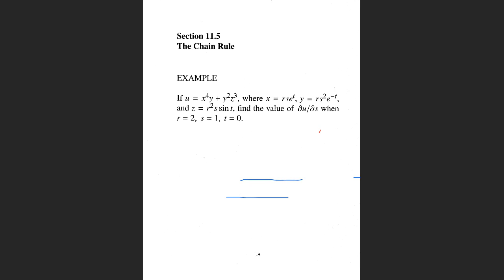So we want to find how u varies with respect to s when r equals 2, s equals 1, and t equals 0. Okay, so let's take a look at this. How would we start the problem? What would help us a lot in starting the problem?